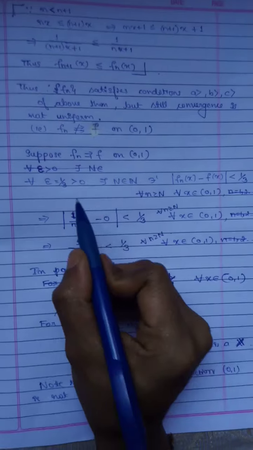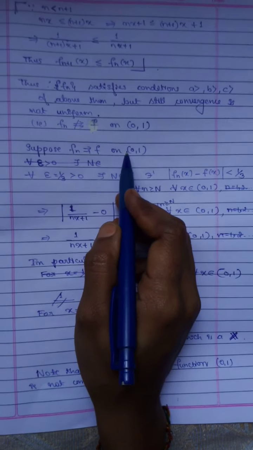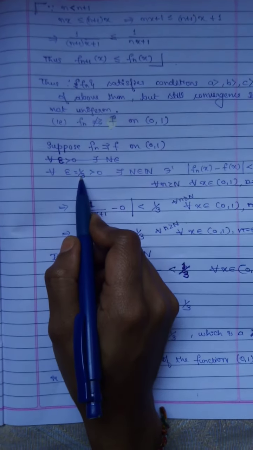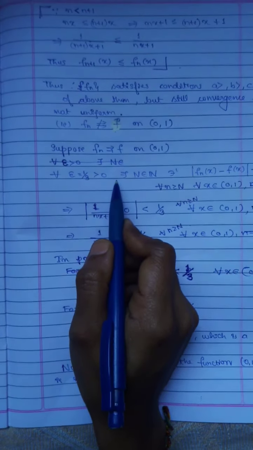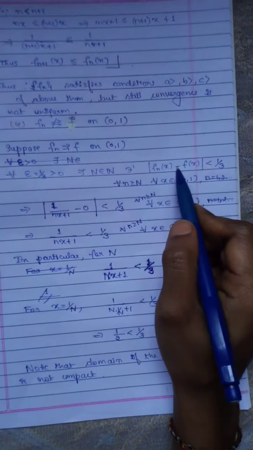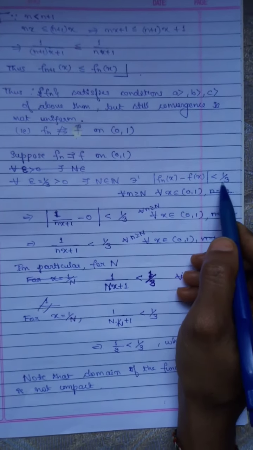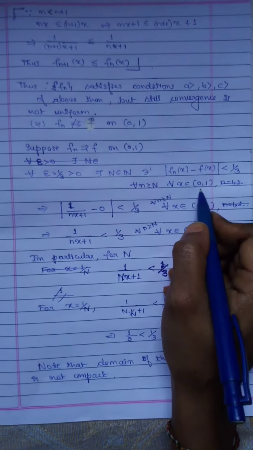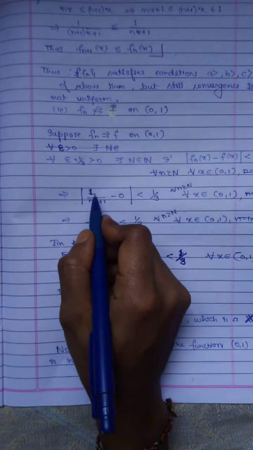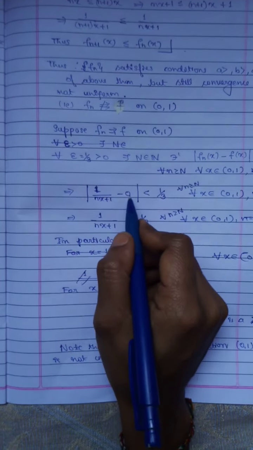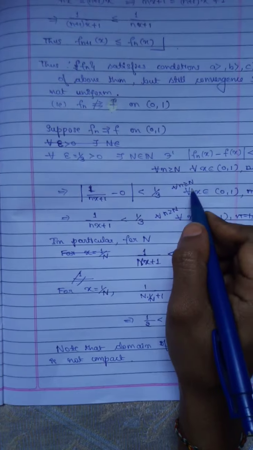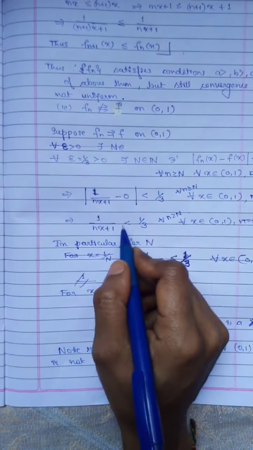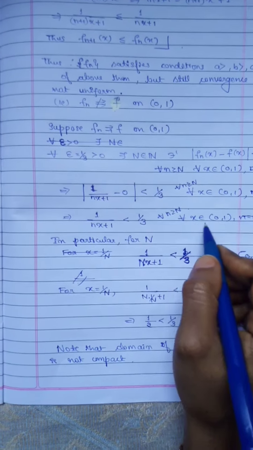Suppose fn converges uniformly to f on the open interval 0 to 1. Then for epsilon equal to 1 by 3, which is greater than 0, there exists N belongs to natural numbers such that modulus fn of x minus f of x is less than 1 by 3 for any n greater than or equal to N, and for any x belongs to the open interval 0 to 1, which is nothing but 1 by nx plus 1 minus 0 is less than 1 by 3 for any n greater than or equal to N, and for any x belongs to 0 to 1, which implies 1 by nx plus 1 is less than 1 by 3.